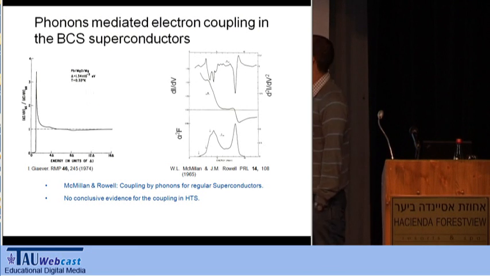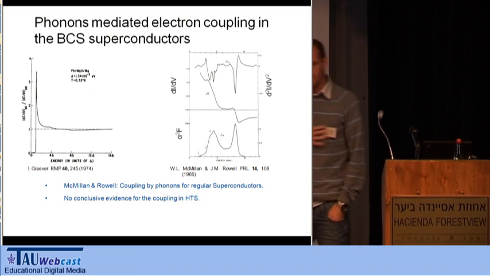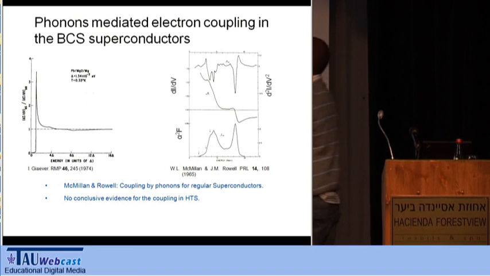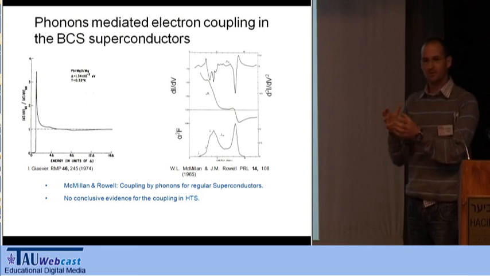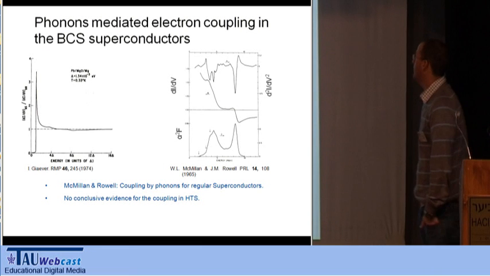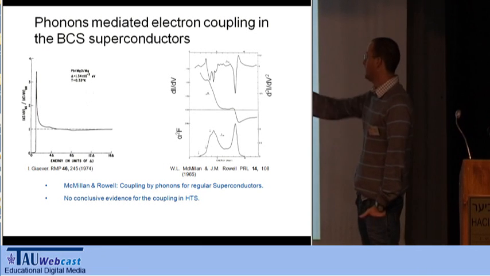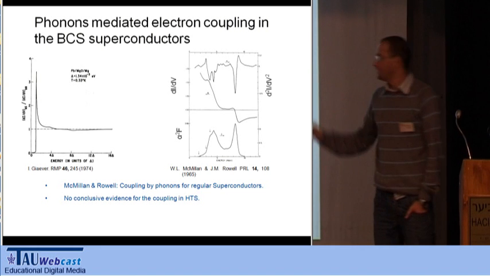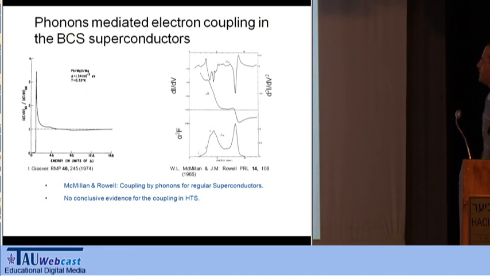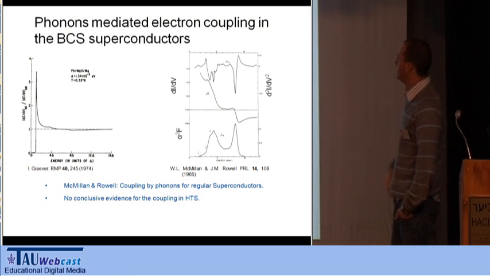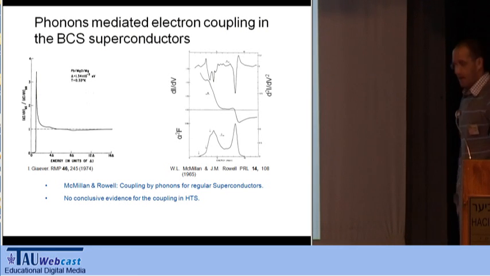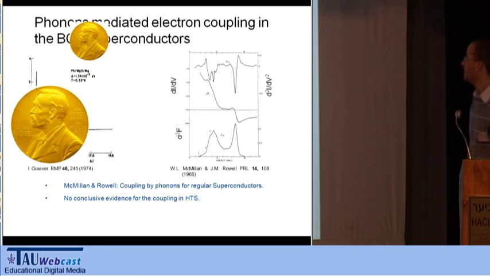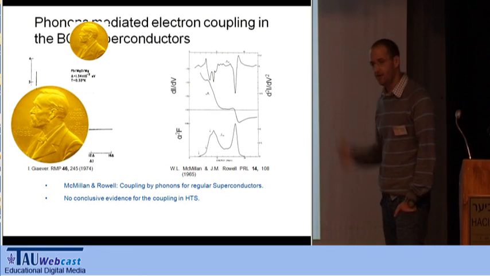Maybe you know, maybe you don't, about superconductors. For regular superconductors, the mechanism behind this is that the electrons are paired into Cooper pairs, and this is done by phonons. This was found by Giaever, McMillan and Rowell. They saw some interesting features at relatively high energy, and they fit this data and found that the mechanism behind the electron pairing is phonons. And for that, they got their Nobel Prize. BCS is Bardeen, Cooper, and Schrieffer, and Giaever.